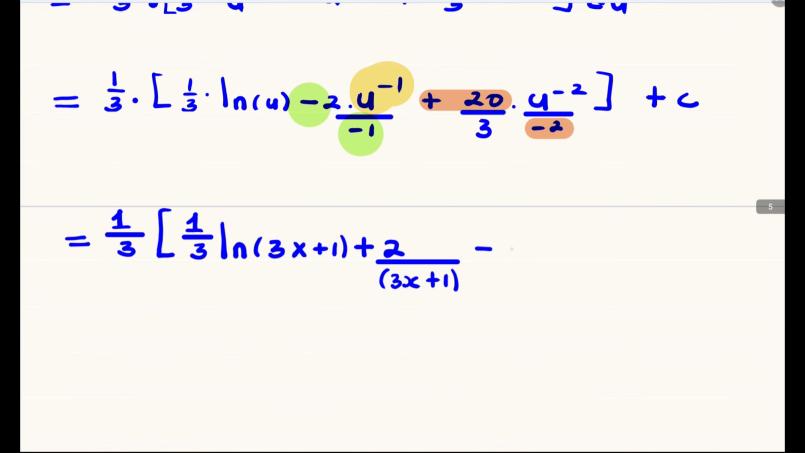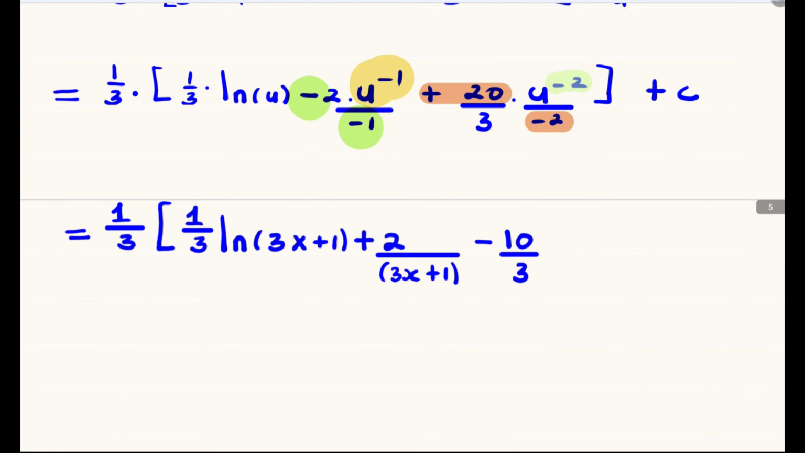So we have negative 10 divided by 3. We move the u raised to the power negative 2 from the numerator to the denominator. The exponent will change sign to positive 2. But the u is equal to 3x plus 1, so we substitute back the 3x plus 1 in the place of the u. Plus our constant c.